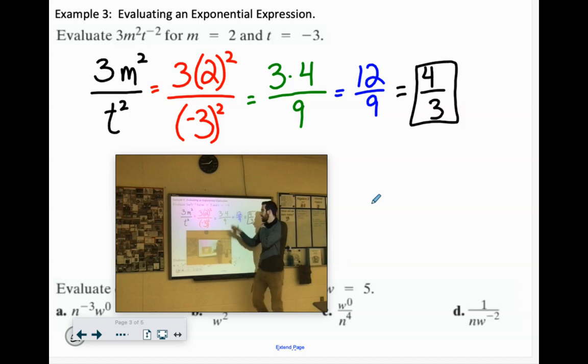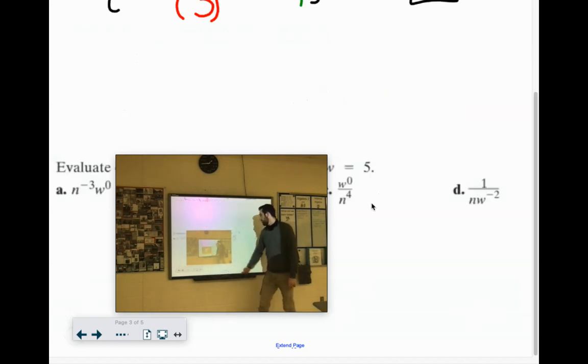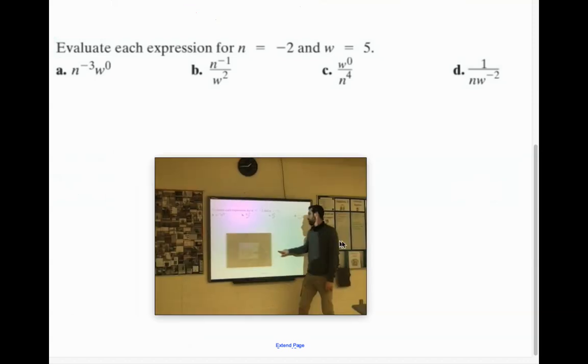Or, like I said, back here on the green, if you were like, oh, well, 3 goes into 3 once, 3 goes into 9 3 times, 1 times 4 is 4, and then you have 3. Right? That way works too. That's all good. Let's try some more.